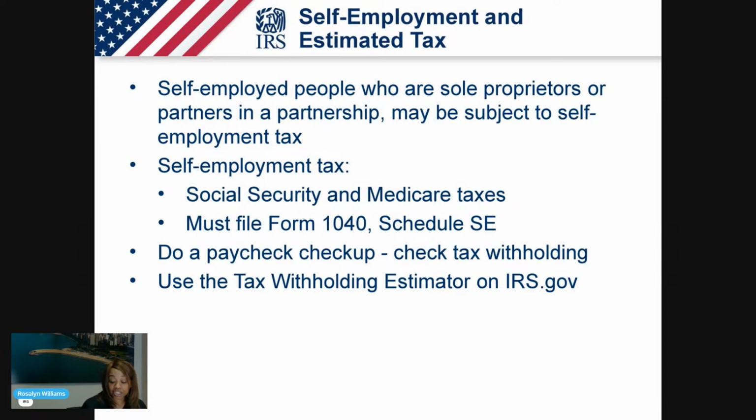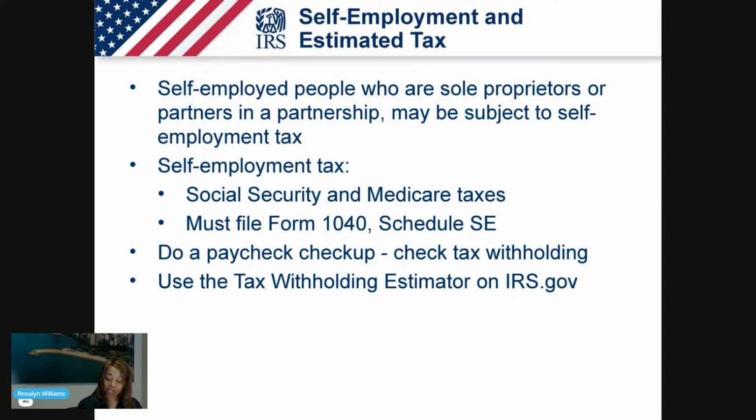So now let's turn our attention to self-employment tax and estimated tax. Self-employed people who are sole proprietors or partners in a partnership may be subject to self-employment tax. Self-employment tax consists of Social Security and Medicare taxes. When you are an employee, your employer pays half and you pay half. When you are self-employed, however, you pay all of it. If your net profit from self-employment is $400 or more, then you must file Form 1040, Schedule SE, self-employment tax.